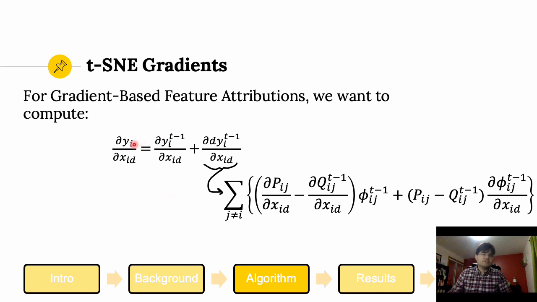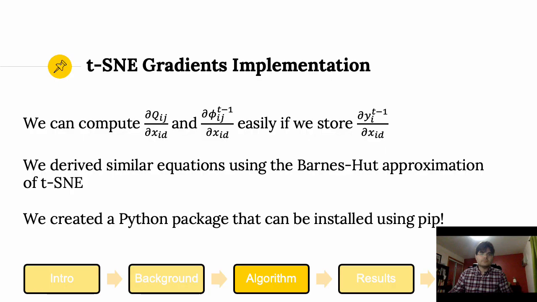Basically, if you remember from before, the update formula, we have a gradient, the gradient of our embedded point with respect to the input is going to be the previous point, and then we're going to add another term which corresponds to the update. And we can use the chain rule to essentially derive this thing down here. And while it might look a little bit scary, this ends up not being too difficult to compute. Indeed, we can compute the derivative of q with respect to x and the derivative of phi with respect to x if we store the derivative of y with respect to x from the previous step. There's a few other points, but they're not too difficult to compute.